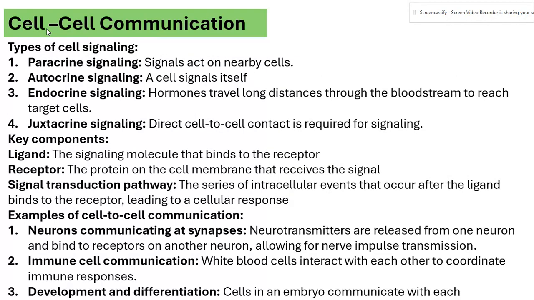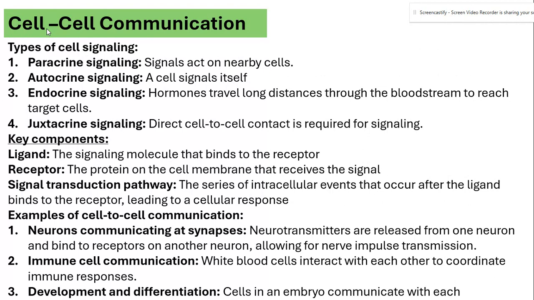There you go. Types of cell signaling: paracrine signaling, autocrine signaling, endocrine signaling, juxtacrine. Paracrine signals act on nearby cells. Autocrine, a cell signals itself. Endocrine, hormones travel long distances through the bloodstream to reach target cells. Juxtacrine signaling, direct cell-to-cell contact is required for signaling.